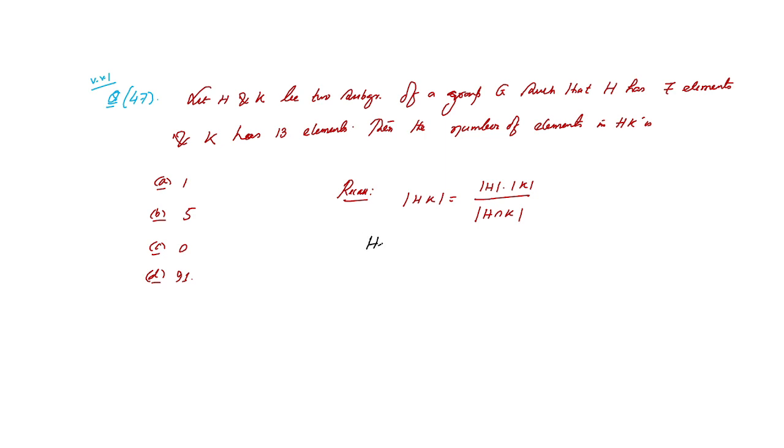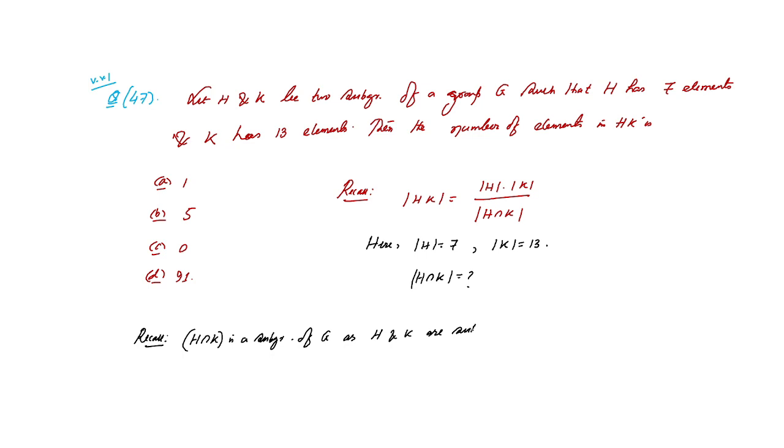So what is exactly given? Here it is given the number of elements in H is 7, the number of elements in K is 13. But the question is what is the number of elements in H intersection K? First, if we find out this number, then we can find out the number of elements in HK. So what we know, what is our recall? The recall is H intersection K obviously is a subgroup of G. Why? As H and K both are subgroups of G.